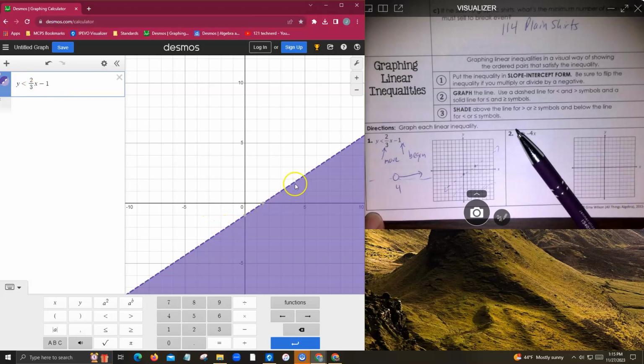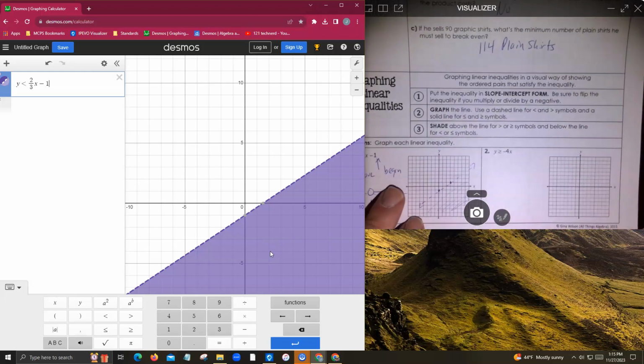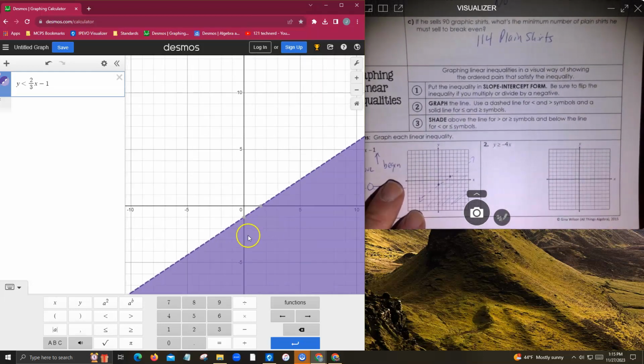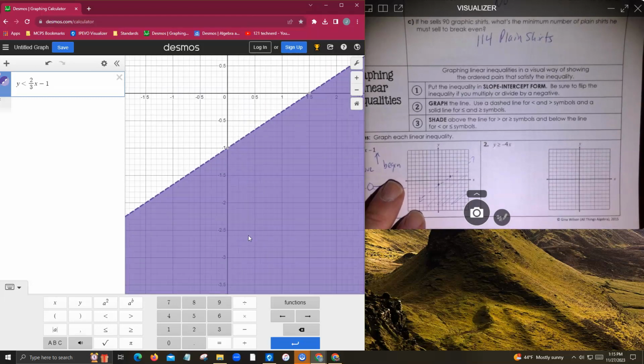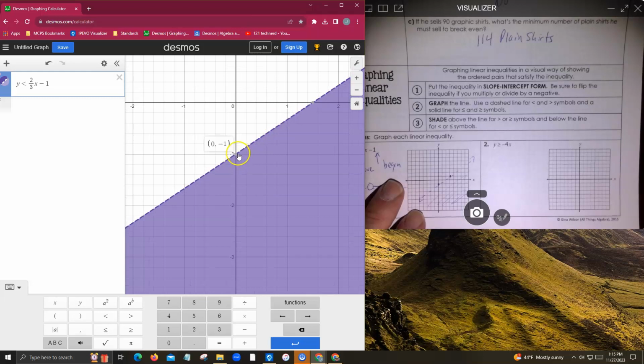Do not make this solid on any of your stuff. If this is dashed, you better make yours dashed too, or you lose points, and make sure you're shaded correctly. All right, and so the rest of these are done the exact same way. You can put them into Desmos. You could also zoom in a little bit, and if you want to let Desmos do the work, that's fine, but make sure that you are actually plotting points.